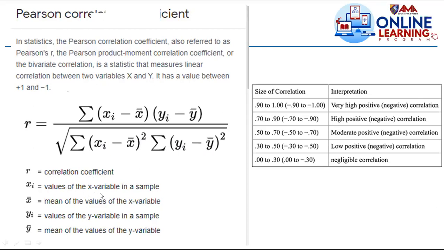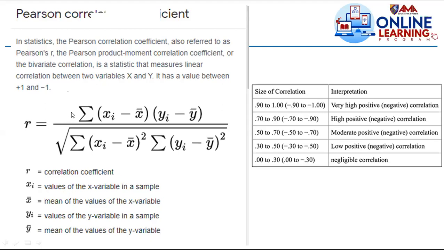Xi, the value is the x variable in a sample. Yung xi po natin, depende kung ilan po sila, no? X bar, the mean of the values for the x variable. Ito yung mean yan, no? Arithmetic mean. Yi, the values of the y variable in a sample. Y bar, the mean of the values of the y variable. Okay? So we have now the size of correlation.